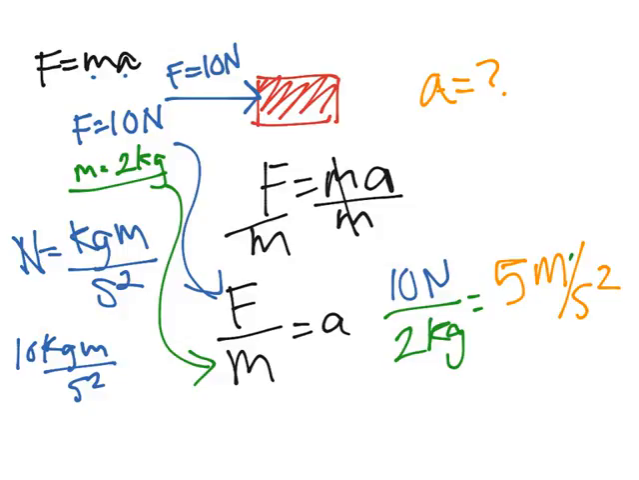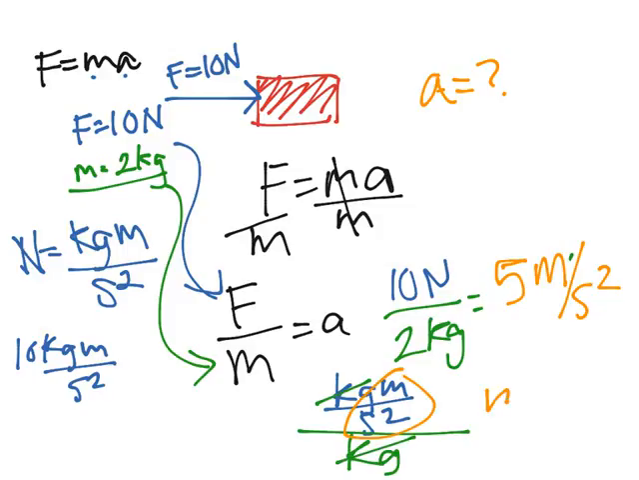As far as the units, we have newtons on top, which is the same as kilograms times meters over seconds squared, over the kilograms. So you cross out the kilograms, and you're left with just meters over second squared, which is what we want for acceleration. Alright, then I'm going to do one more problem for you guys to try on your own, but here was your example problem.